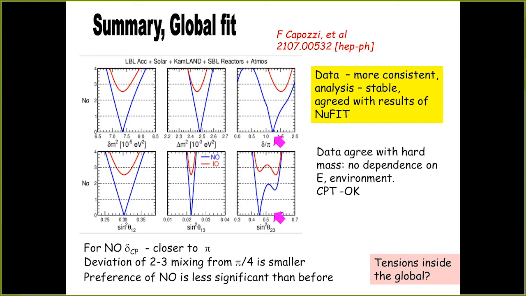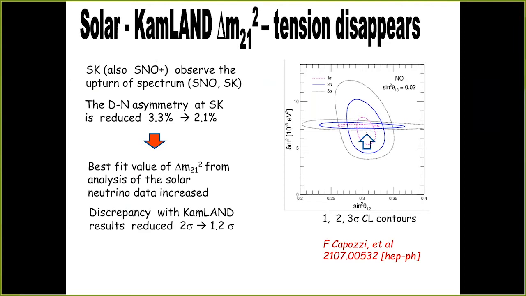The question is if there is any tension inside this global fit. There are two recent things. One is that the so-called solar-KamLAND delta m squared 21 tension disappears. The recent results from Super-Kamiokande and also SNO+ now observe some distortion of the spectrum of events, which is consistent with what is expected. And then the day-night asymmetry at Super-Kamiokande is reduced from 3.3 to 2.1%. That leads to a shift of the best fit of delta m squared from solar neutrino data to upper values. So it's a shift like this. And now the difference between solar neutrino and KamLAND is something like 1 sigma. So essentially the anomaly disappeared.